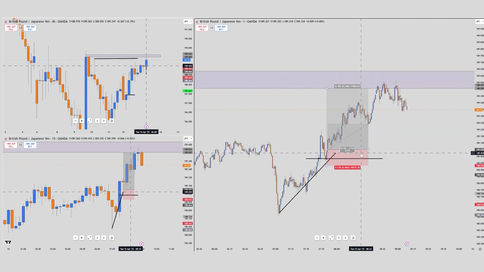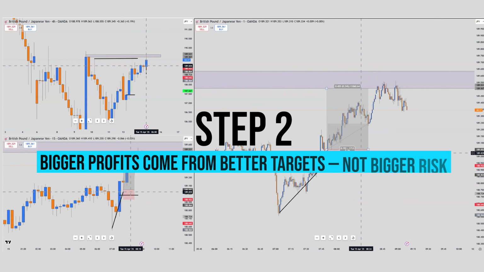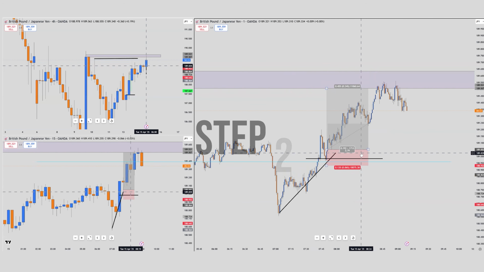Now, the second thing you've got to understand is that bigger profits come from better targets, not bigger risk. So if you want to make more, the answer isn't increasing your risk. It's letting your trades breathe towards the correct higher time frame levels. So you want to be targeting 1 to 3s, 1 to 4s, 1 to 5s, because it's possible, right? But not if you're micromanaging every single pip.